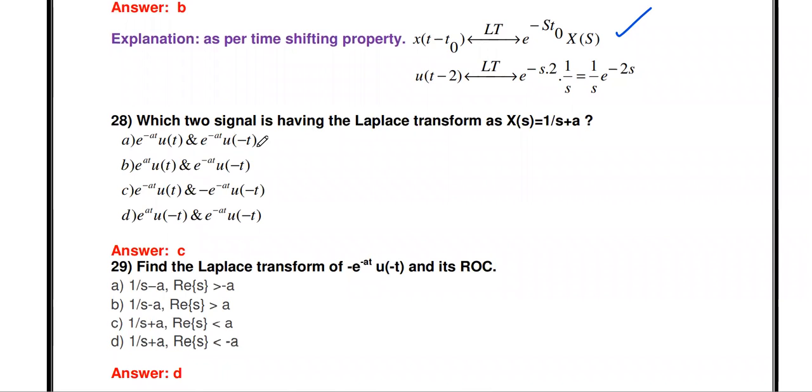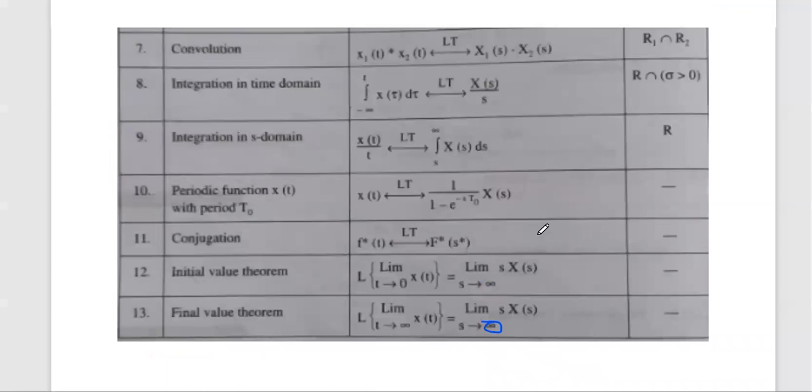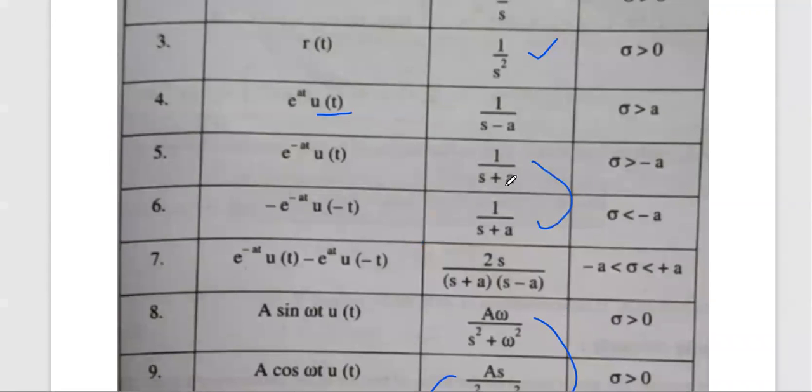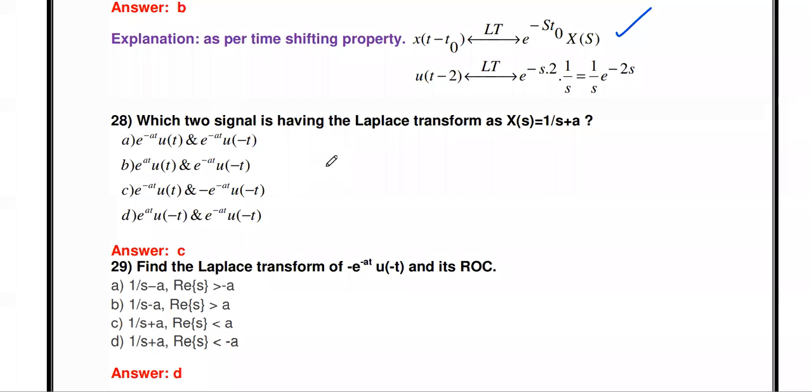Okay. Then which two signals have the Laplace transform answer X of s equal to 1 by s plus a? Already I discussed that in the table. So which two signals have the same Laplace transform answer? You see 1 by s plus a: e power minus a t u of t, and minus e power minus a t u of minus t. Okay, the two signals differ in ROC only. This is the correct one: e power minus a t u of t and minus e power minus a t u of minus t.